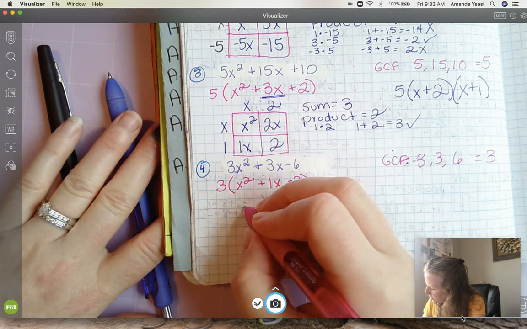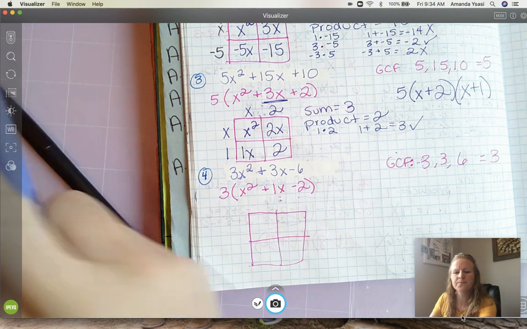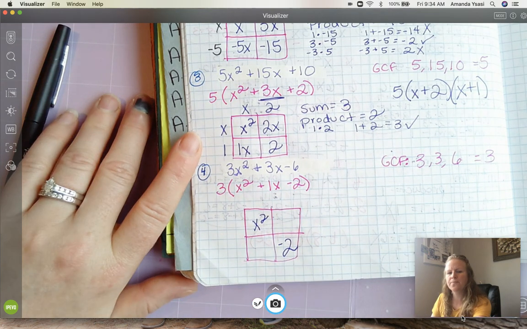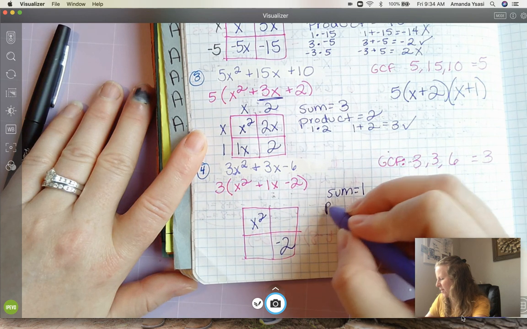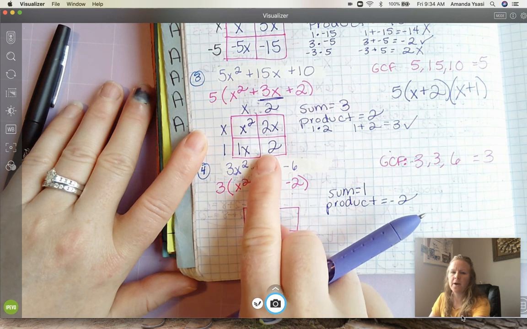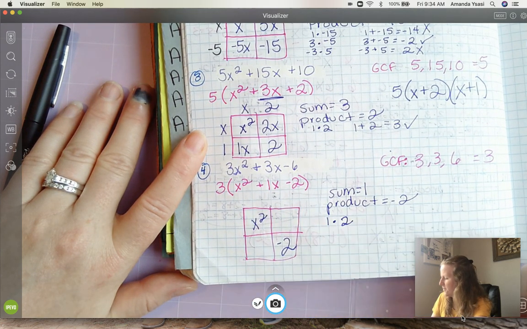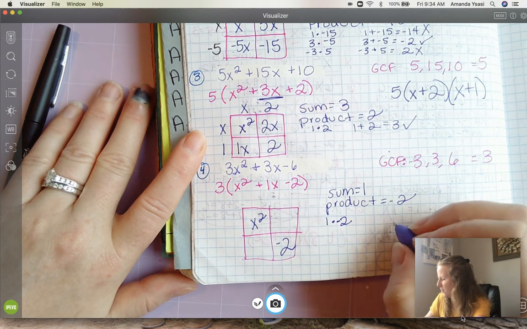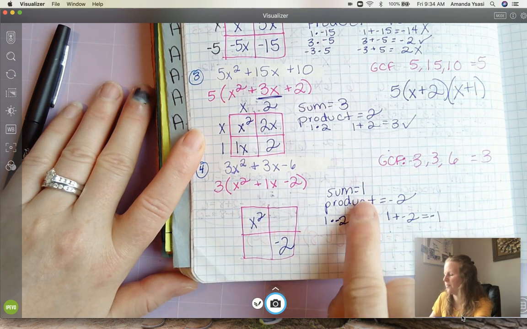Okay, so then we do our box. Box looks bad. So we have x squared and a negative 2. So we're looking for a sum of 1 and a product of negative 2. This one was a positive 2. This one's negative 2. So we know it's 1 times 2, but we got to get a negative. So let's do 1 times a negative 2. That gets negative 2. But what's 1 plus negative 2? It's negative 1. But we want a positive 1.